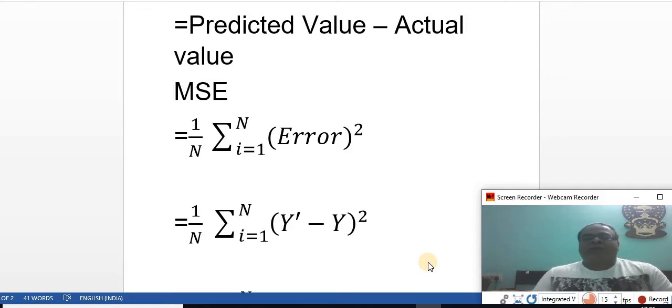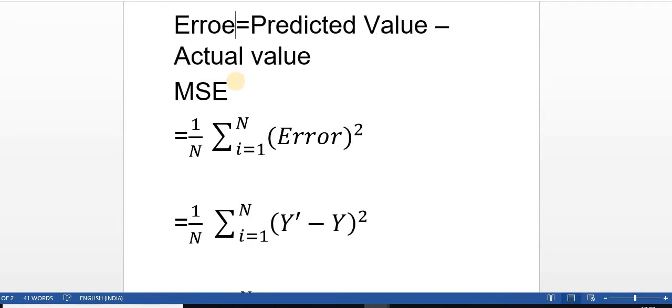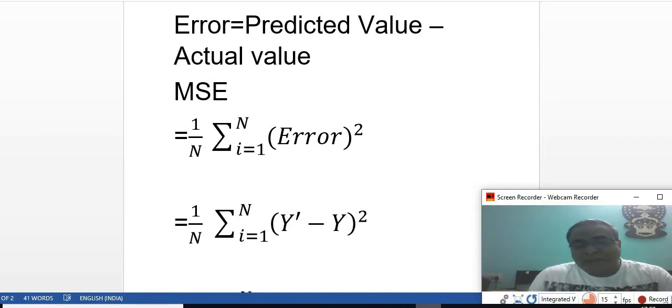To get the accurate result, you square the error. And here in the next equation, error is the predicted value minus the actual value. Instead of error, you can substitute y dash minus y. What is y dash? Y dash is the predicted value and y is the actual value.